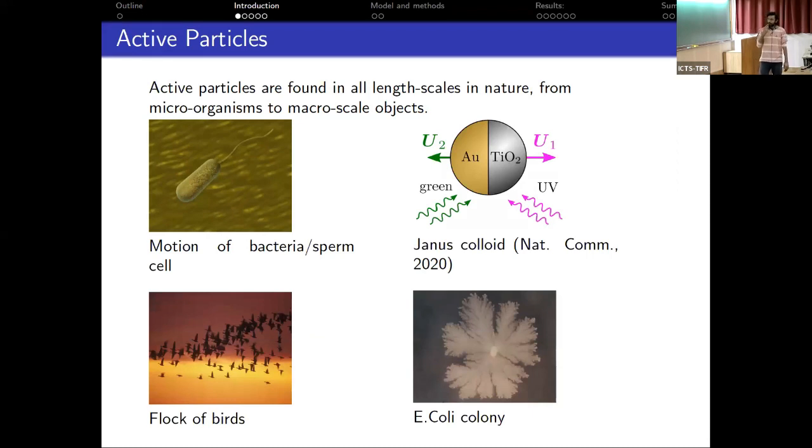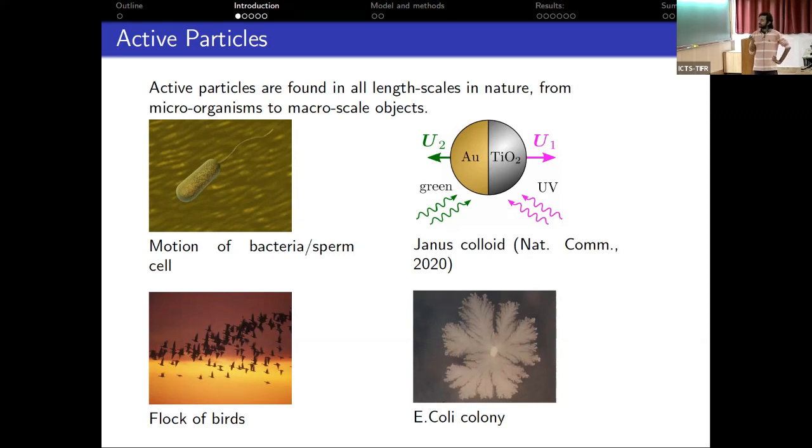To introduce what active particles are, these are typical examples. This is a bacteria or a sperm cell which moves with a flagella-like thing in its environment, and this is a synthetic active colloid, a Janus colloid. Basically, a TiO2 colloid is coated with some Au on one side, and these two sides can show different motion when they are exposed to ultraviolet or green light.